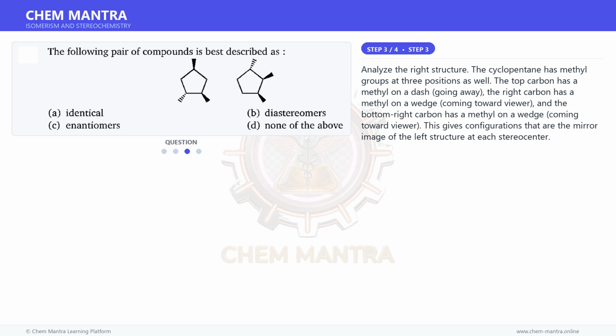Analyze the right structure. The cyclopentane has methyl groups at 3 positions as well. The top carbon has a methyl on a dash going away, the right carbon has a methyl on a wedge coming toward viewer, and the bottom right carbon has a methyl on a wedge coming toward viewer. This gives configurations that are the mirror image of the left structure at each stereocenter.